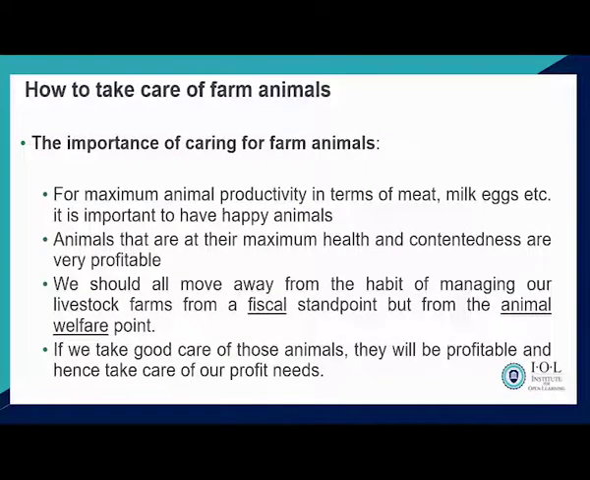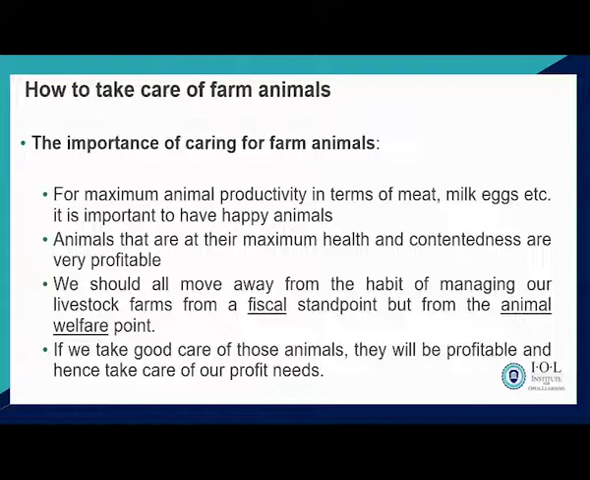Okay, moving on to the next unit, which has to do with how one needs to take care of farm animals. We start off with the importance of caring for farm animals. For maximum productivity in terms of meat, milk, eggs, or any other commodity that we obtain from animals, it is important to have happy animals. So it's always a good thing to practice animal welfare, because you need happy animals so that you get maximum animal productivity.